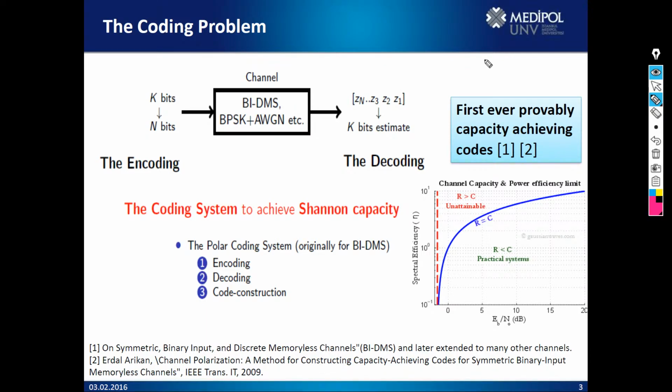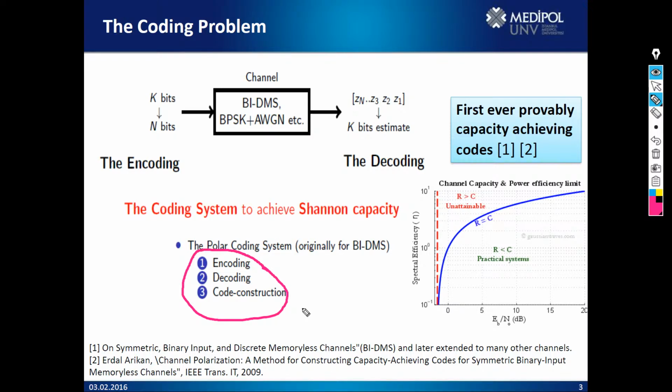We want to know what this polar codes system is, how does it work, what are the key elements of it, the key factors affecting its implementation, and whether we can improve it more in the future. So the polar coding system was originally proposed for binary input, discrete memoryless symmetric channels, and it includes 3 steps: the encoding process, the decoding, and then the code construction.